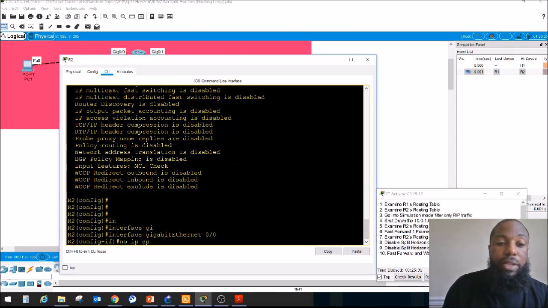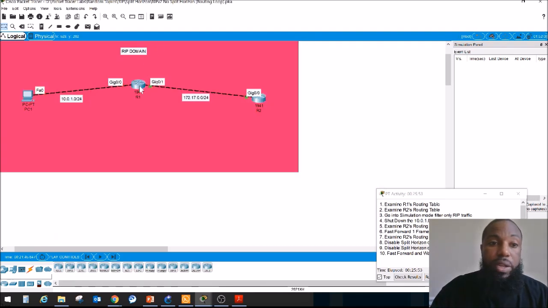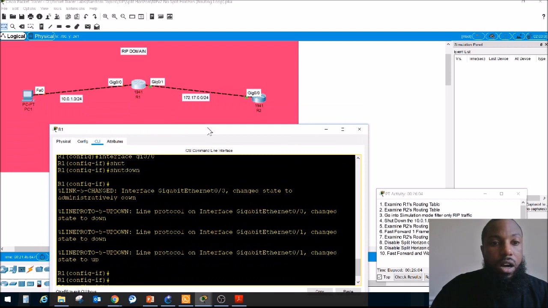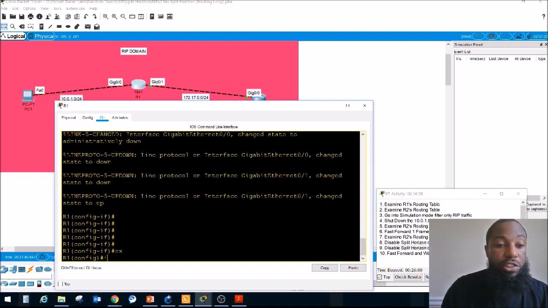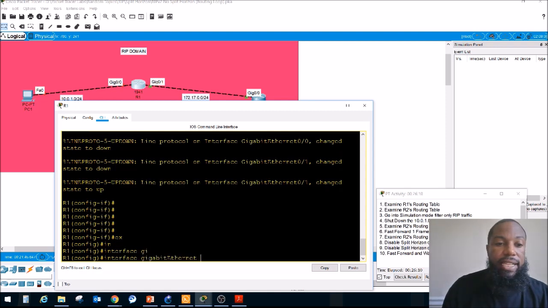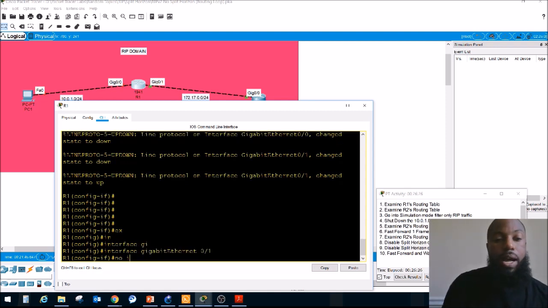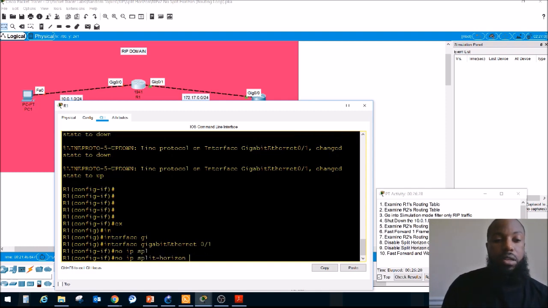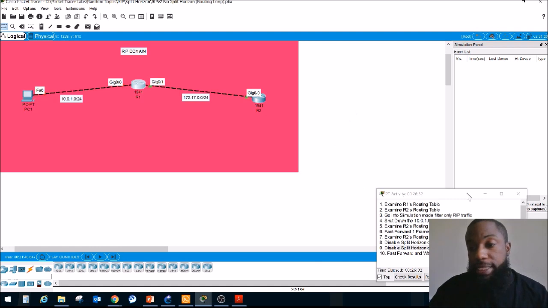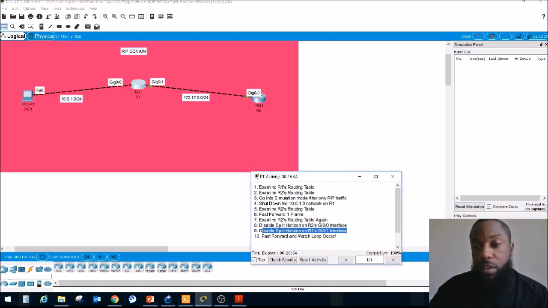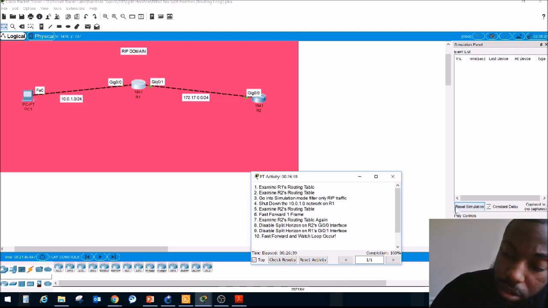No IP split horizon. Make sure we did it right on router 1, GI0/1. So exit. Let me make sure. Interface GI0/1, no IP split horizon, right? So now let's see what happens. It says here, fast forward and watch the loop occur. Uh-oh.